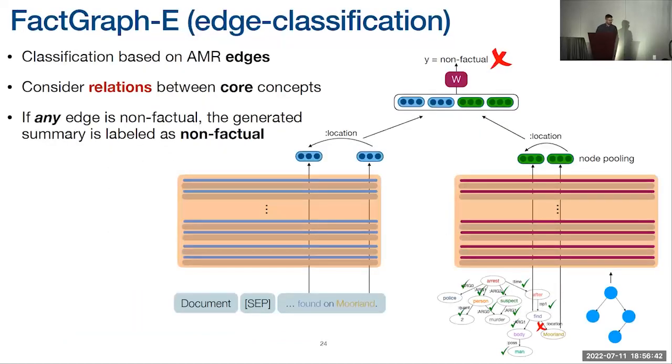And what we do is train a classifier to classify edges in the AMR graph. The idea is considering these relations between core concepts. We get the final representation for both the words that are linked to the two concepts in the AMR graph, and we also use the node representations of those concepts, and we pass them to the final classifier. And if any edge is non-faithful, the generated summary is labeled as non-faithful.